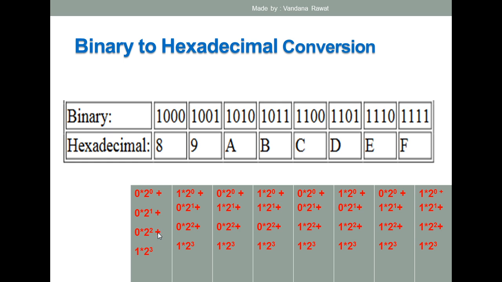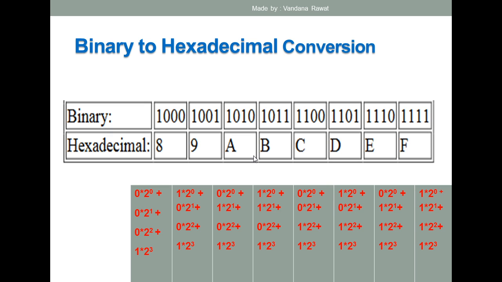So what you will get in the answer part, these 3 digits will be 0. Only this part will be equivalent to 8. That means the total summation of these 4 digits will be 8. Correct? Just like that, you will perform it for 9 also. Okay, and the same procedure will be applied for this A.